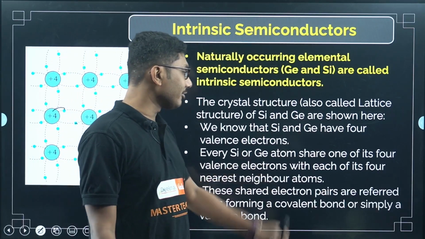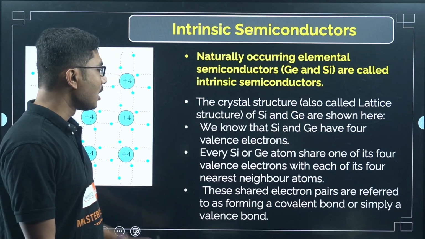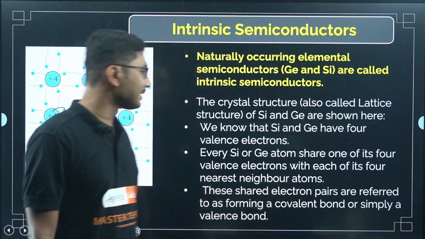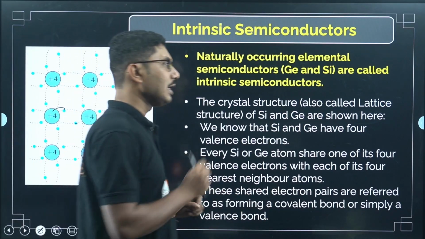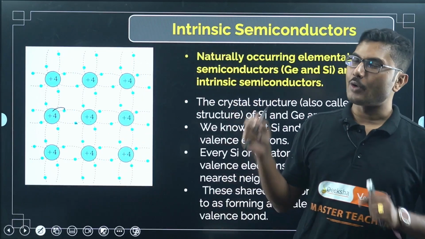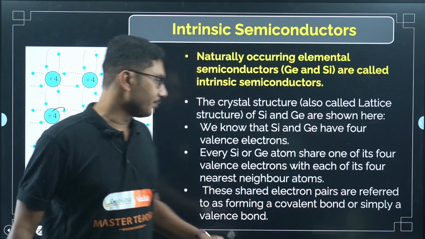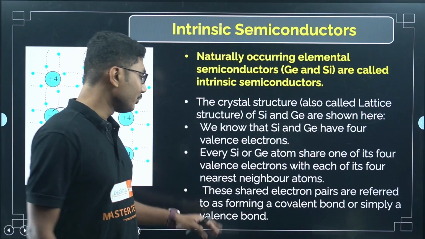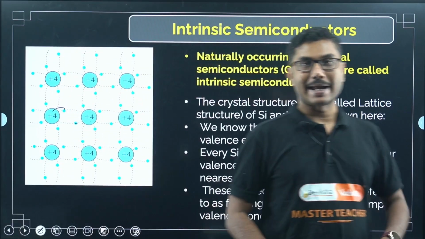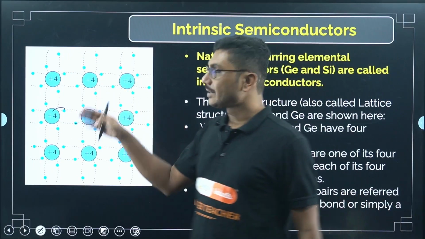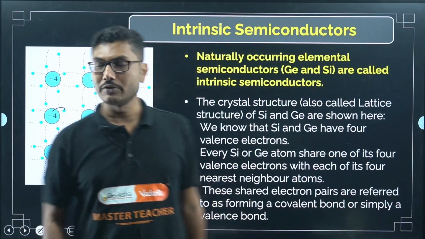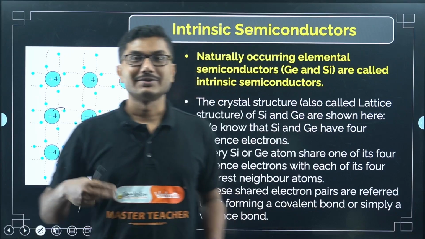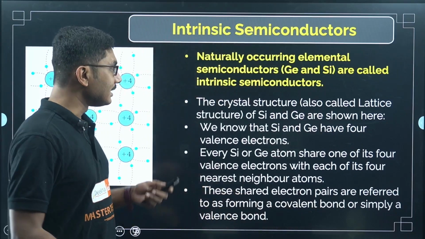Now these shared electron pairs are referred to as forming a covalent bond or simply a valence bond. Covalent bond or valence bond, both are the same. Because we have talked so much about the valence band, we call this bond a valence bond. Because its valence is 4, it forms a structure with its nearest silicon atoms.